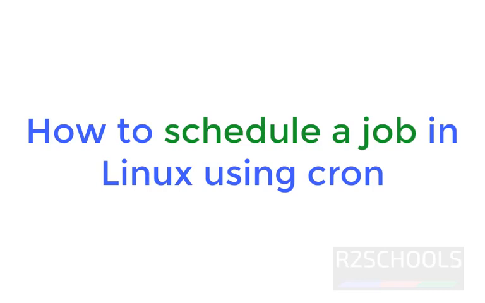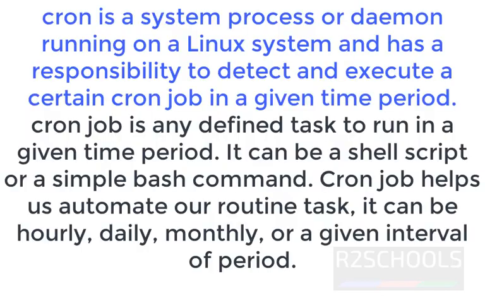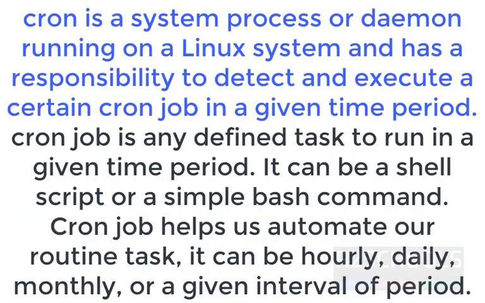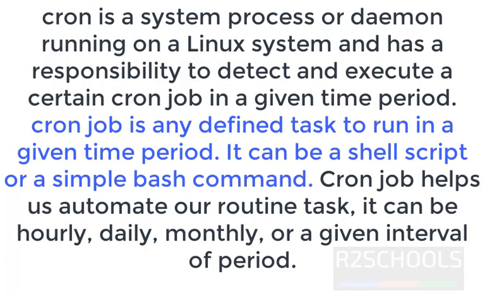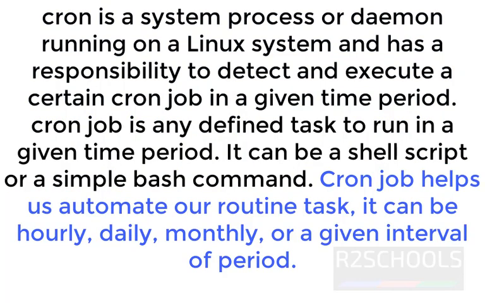Hello guys, in this video we will see how to schedule a job in Linux using crontab. Cron is a system process or daemon running on Linux systems. It is used to execute certain cron jobs in a given time period. A cron job is any defined task to run in a given time period. It can be a shell script, a simple bash command or a backup job. Cron jobs help us to automate our routine tasks.